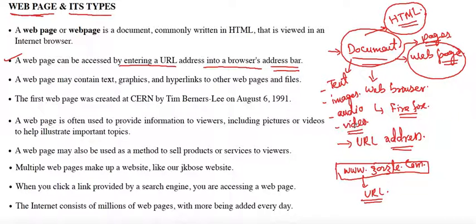The first web page that came into existence was created at CERN by Tim Berners-Lee, who is also called the father of the World Wide Web. He created the first web page, the first web document, on August 6, 1991.